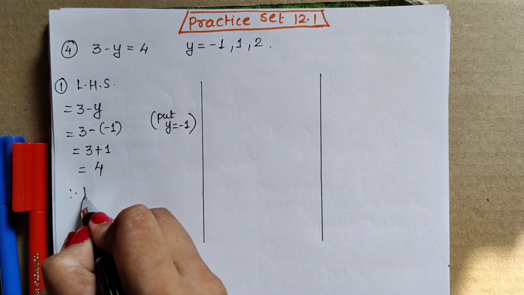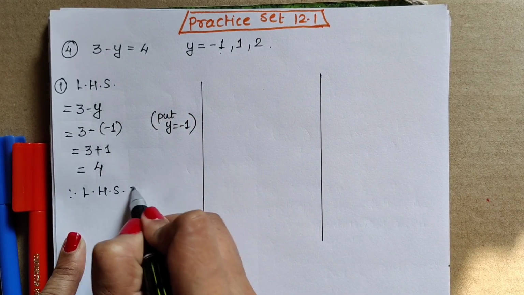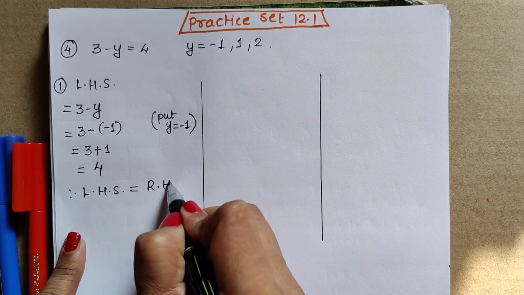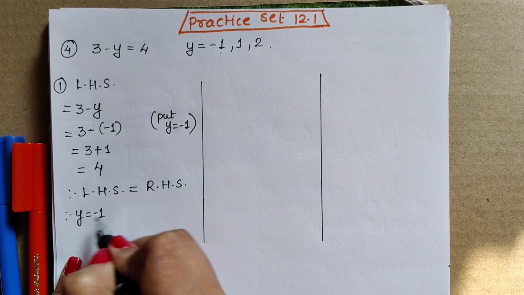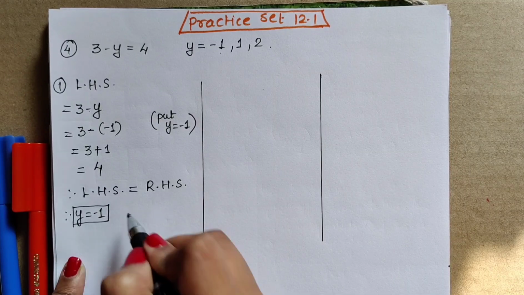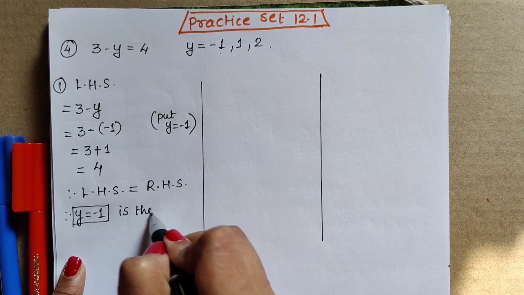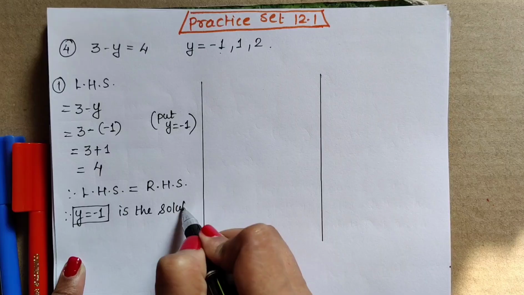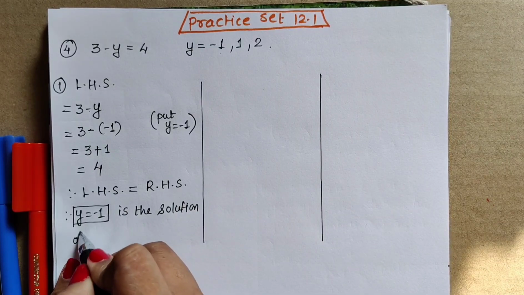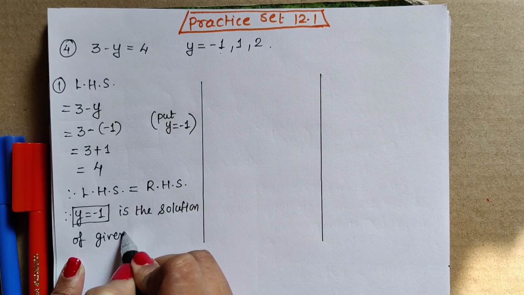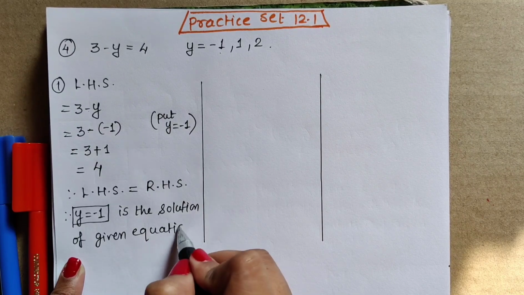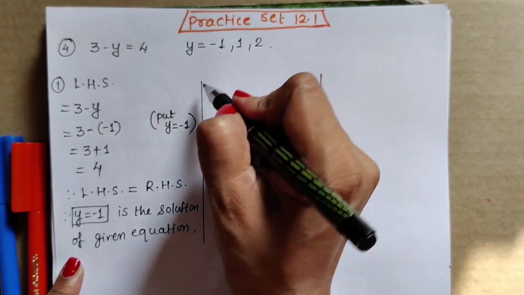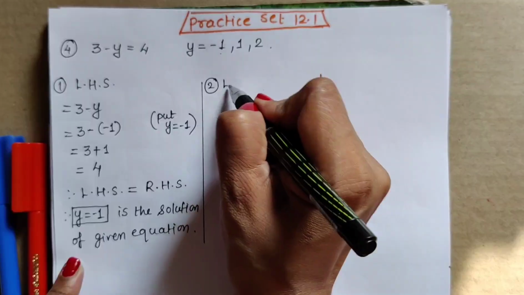So therefore left hand side is equal to right hand side, and therefore y is equal to minus 1 is the solution of the given equation. So in this way, with the first value only, we have got the solution of the given equation. Now you can find out for the second value also.